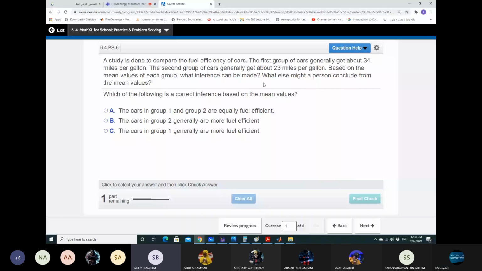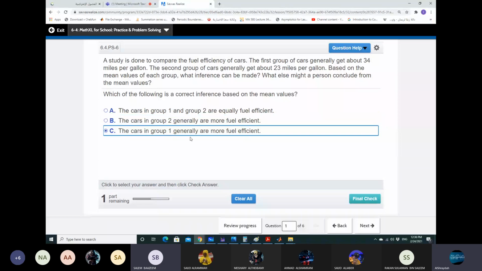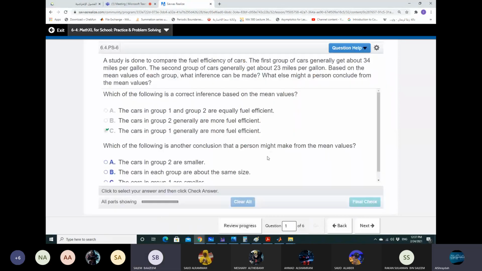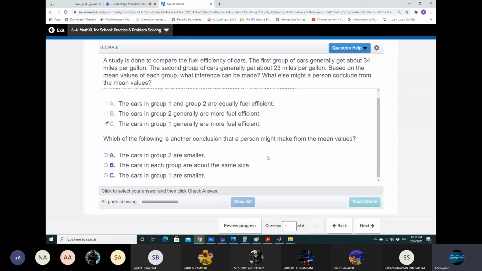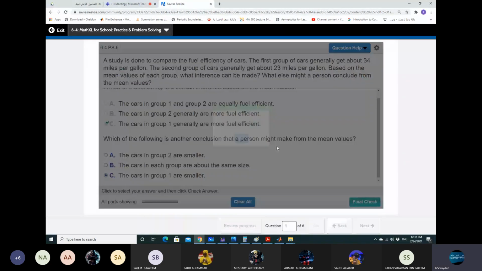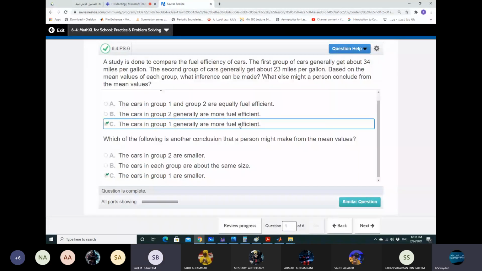The answer is C. The cars of group 1 are more fuel efficient. The cars in group 1 get about 20 miles per gallon. Excellent. And what is the answer of the next part of the question? Which of the following is another conclusion that a person might make from the mean values? The cars in group 1 are smaller, because they're more fuel efficient. Excellent.